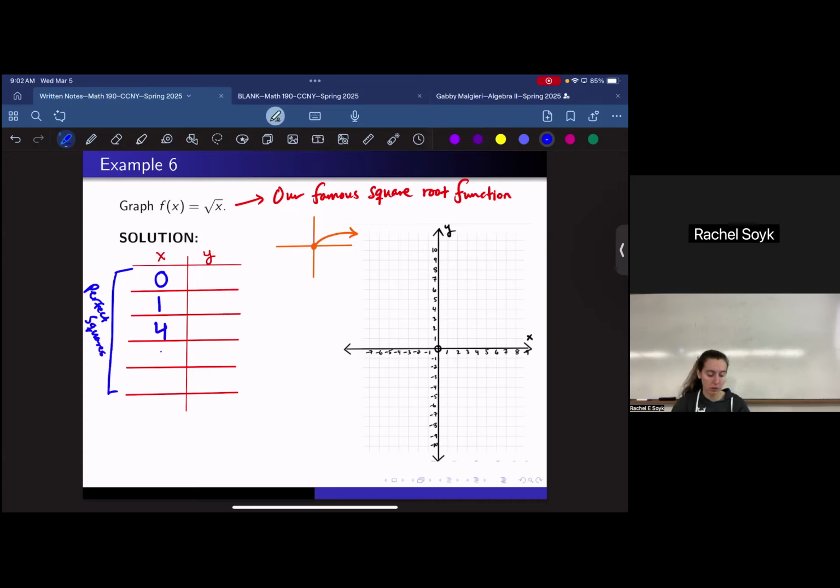That's a perfect square. So is 9. So is 16. Square root of 0 gives you 0. Square root of 1 is 1. Square root of 4 is 2. Square root of 9 is 3. And square root of 16 is 4. Probably won't be able to plot that last point. So we have 0, 0. We have 1, 1. We have 4, 2. And then we have 9, 3.